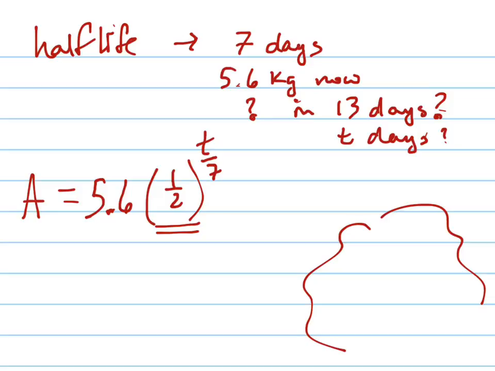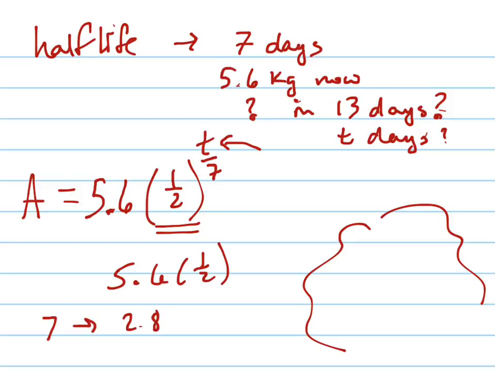So in 7 days, how much of that isotope is going to be left? We'll look at what this function does. Plugging in 7 there turns this into, how many times am I multiplying by 1/2? I'm multiplying 1 time by 1/2. In other words, I'm taking half of 5.6, which is, what, half of 5.6? 2.8. So in 7 days, I'll have 2.8.